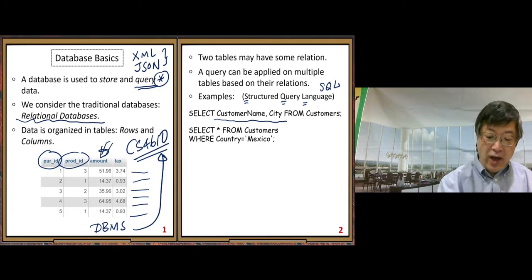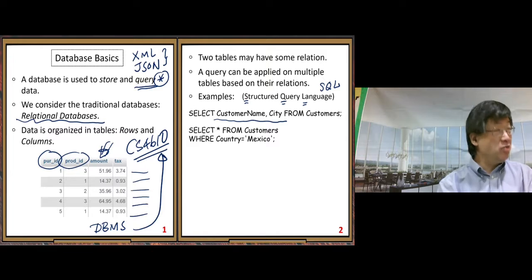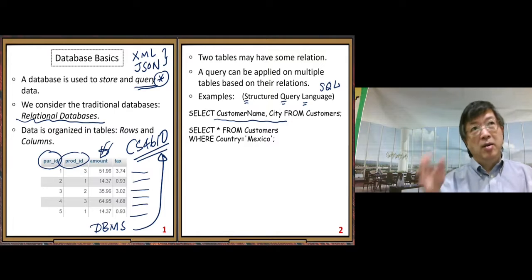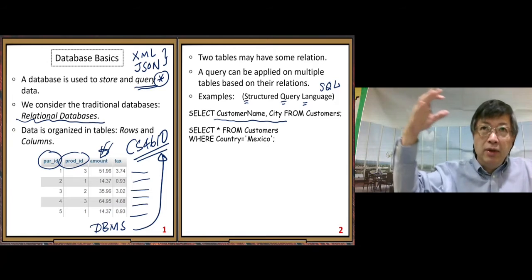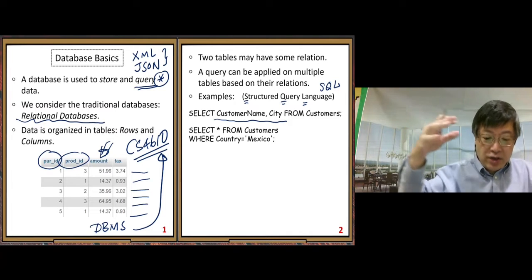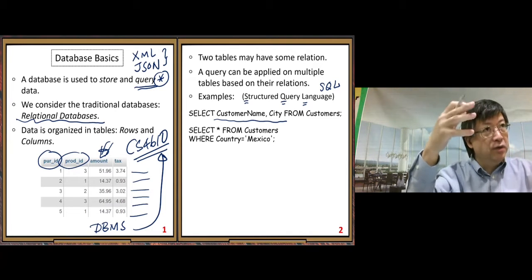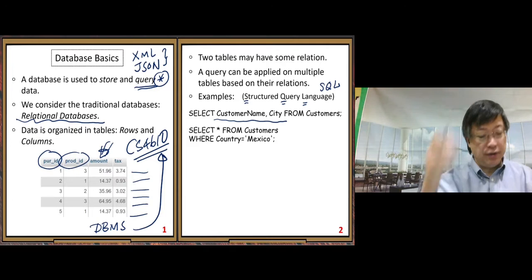All right. Select star from customers where you put a condition. You can specify a condition. The first one we do not specify a condition. But the second one, if we put a condition there, we can narrow down. Only when this condition is satisfied, those rows are retrieved.